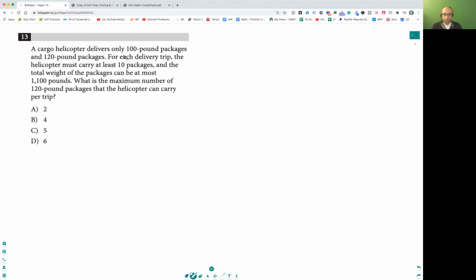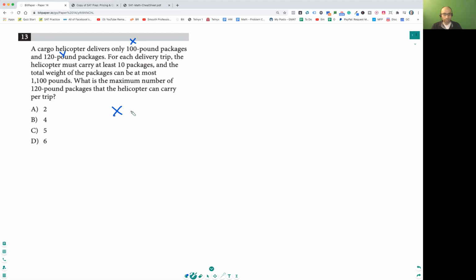Okay, so a variety of ways of solving this. This is one of the harder problems. Okay, a helicopter must carry at least. So you're given here 100-pound packages and 120-pound packages. Okay, so I'm just going to call this X and I'm going to call this Y. Okay, and for each delivery trip, the helicopter must contain at least 10 packages, right?